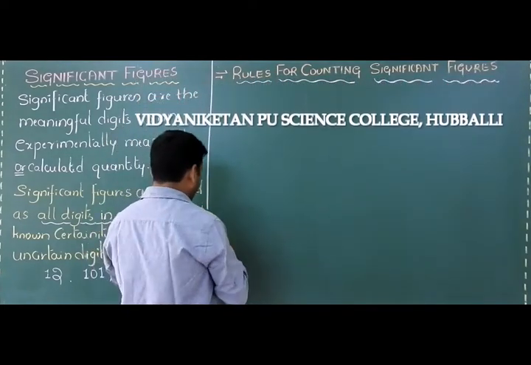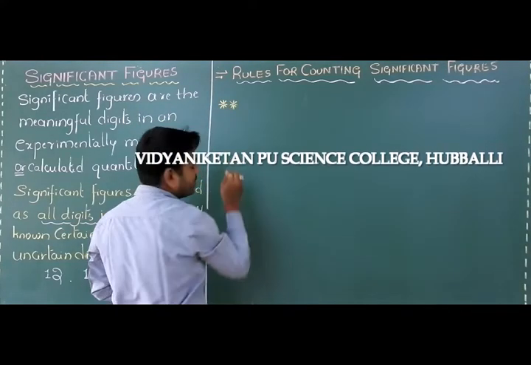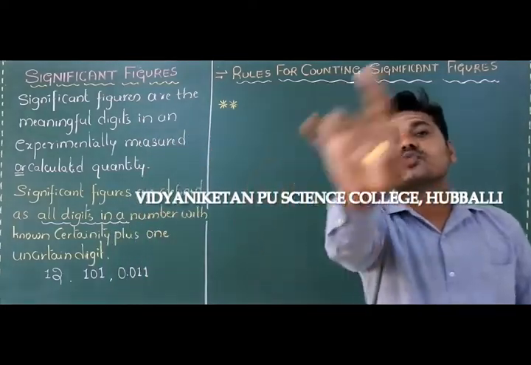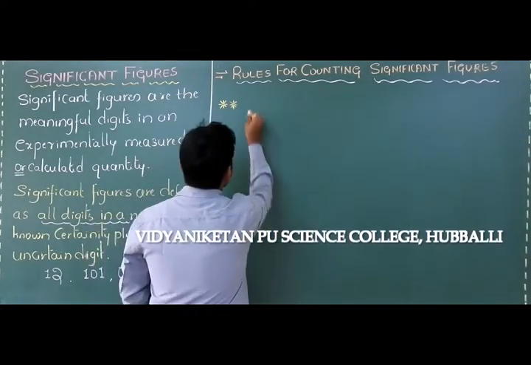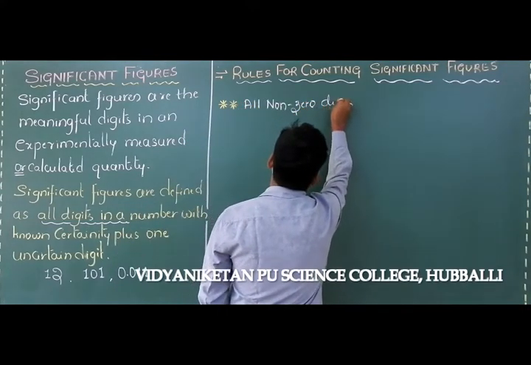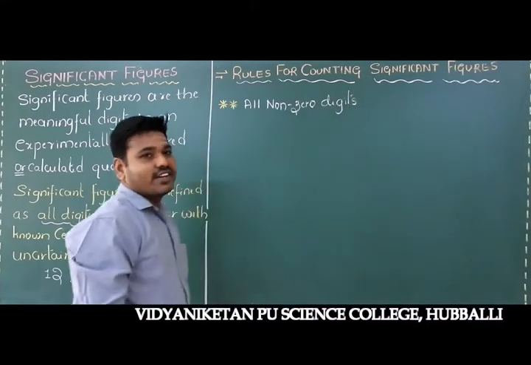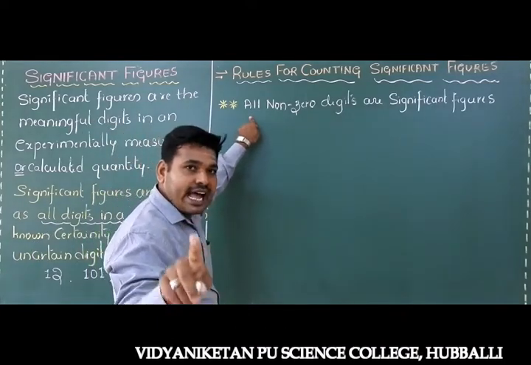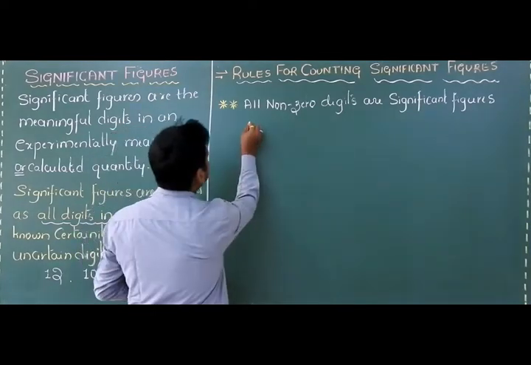The rules for counting the significant figures. So the first important rule is all non-zero digits are counted as significant figures, students. Listen to this first important rule carefully. All non-zero digits in a given number are counted as significant figures. So let us take an example.